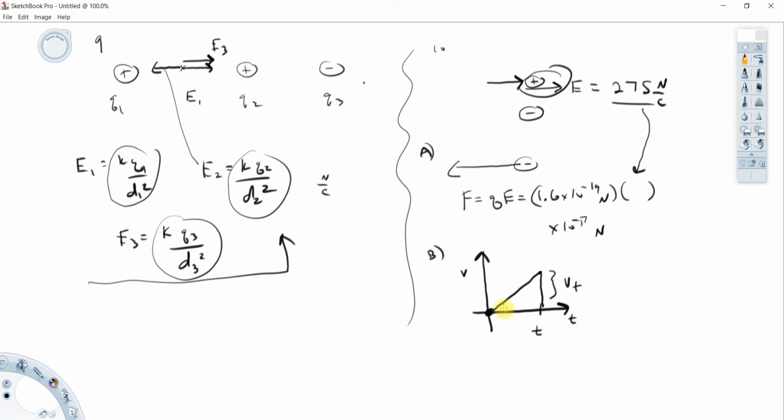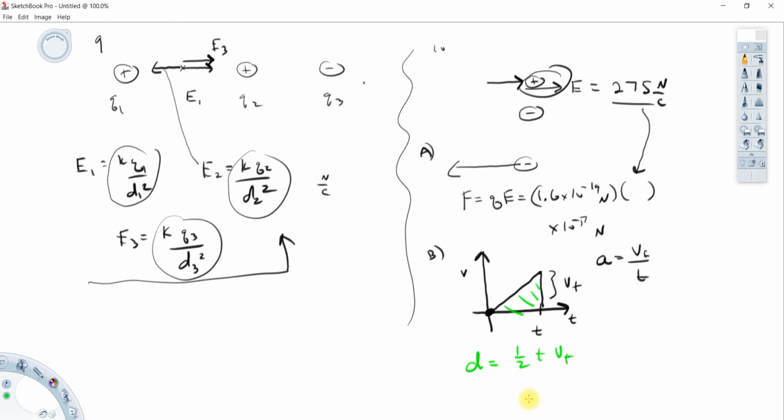There are two important equations we can get from this graph. One, the acceleration is equal to the slope, and that's V final over T, rise over run. And second, the distance traveled, which I think was probably given in the problem, is equal to this area here, 1/2 T times V final.